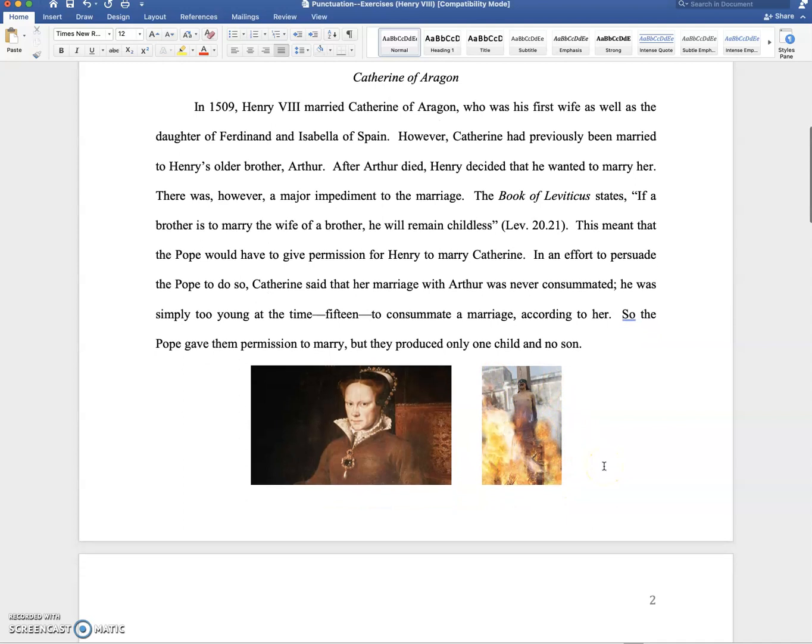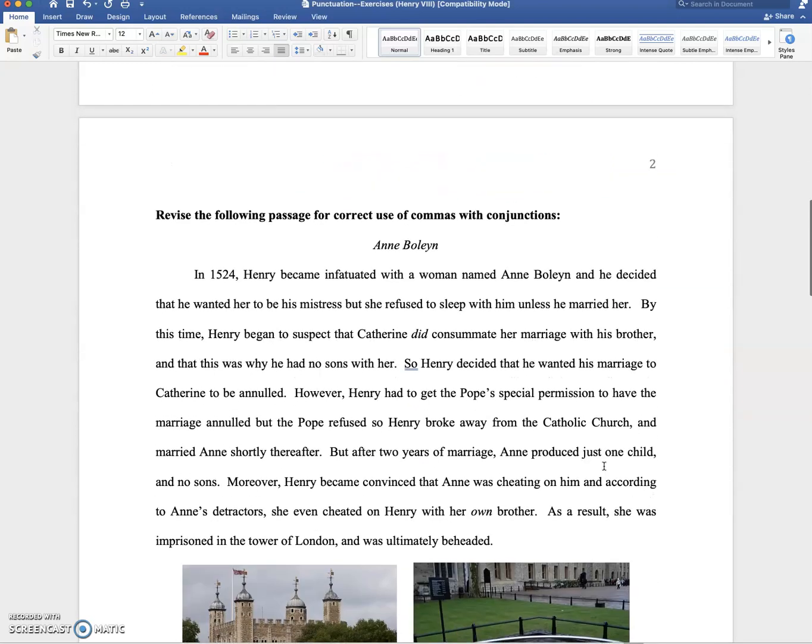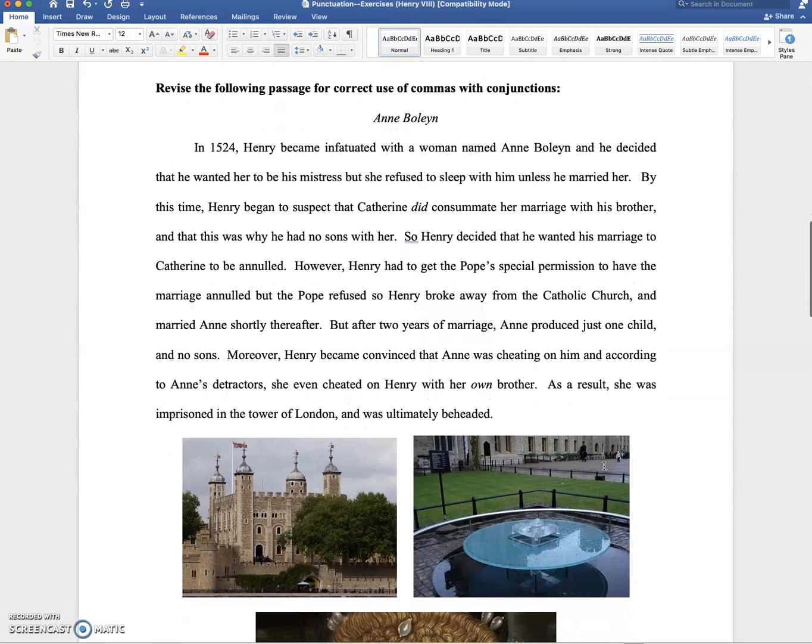All right, let's go to our second punctuation lesson, which is using commas with conjunctions, which we've already previewed a little bit. So if you have 2 independent clauses in the same sentence, and you join those 2 with a conjunction, you have to put a comma in front of the conjunction.